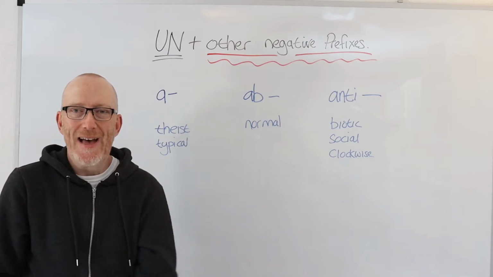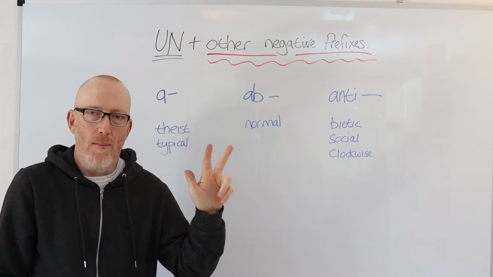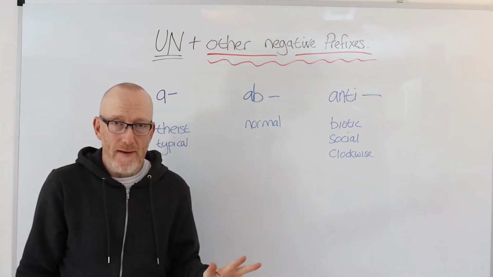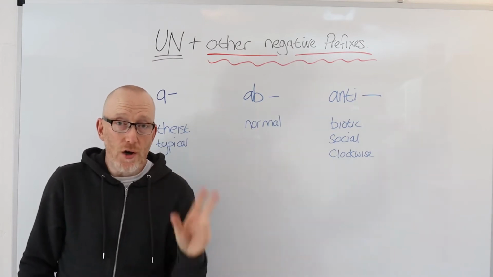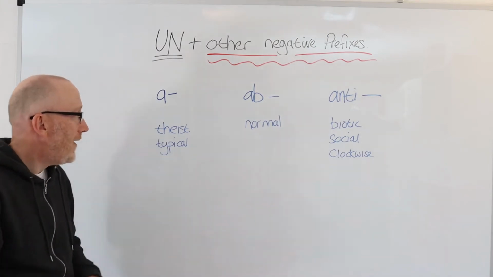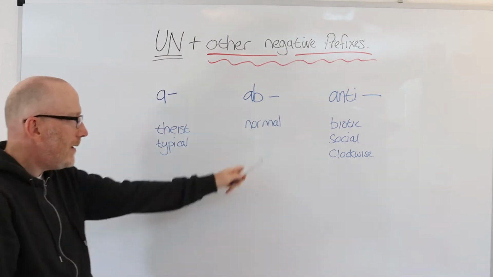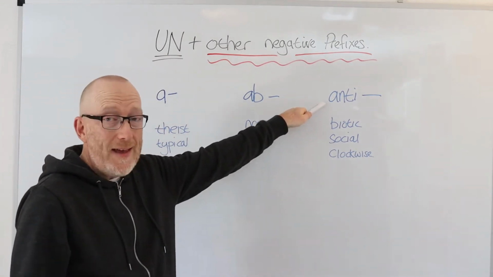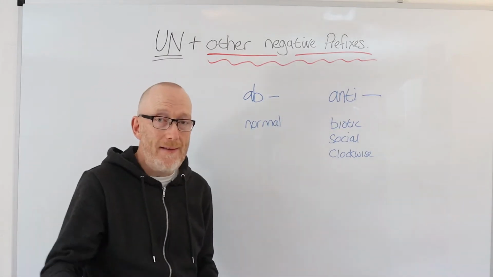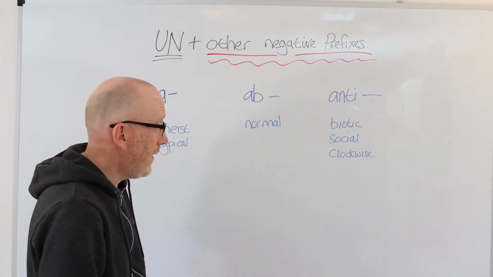So finally, as promised, I just wanted to share with you 3 more negative prefixes. These are interesting prefixes. They are commonly used, but there aren't that many words that use these prefixes. And these are a, ab, and anti. So anti, I think, is the easiest one for you to understand. Anti generally means against something. If you are anti something, you are against something.